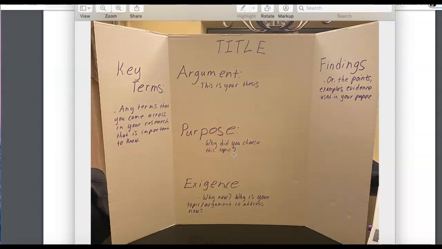The findings that you come across while you are doing your research, and also the key terms. Any terms that you came across in your research that are important to know, and the definition of them as well.